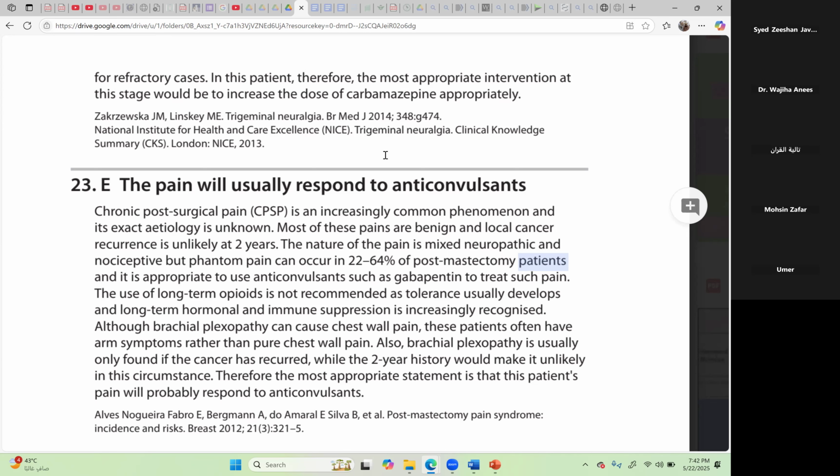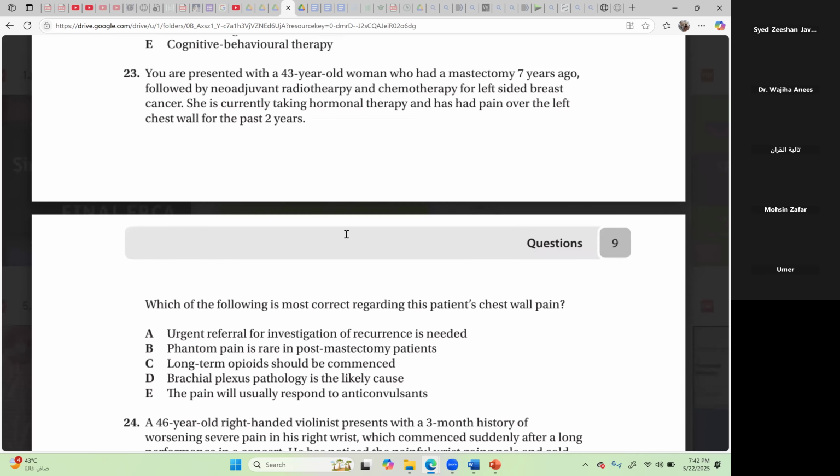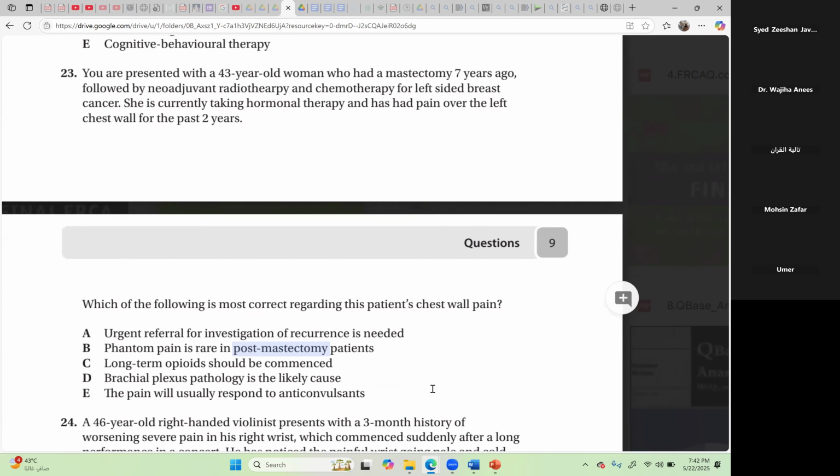Again, I tell you that the stem will tell you. They have not asked you about the cancer. They have asked you which of the following is most correct regarding the patient's chest wall pain. They are not concentrating mainly on the recurrence. So because recurrence is also, this statement is written wrongly, but usually phantom limb pain can also occur. So that's how you will.